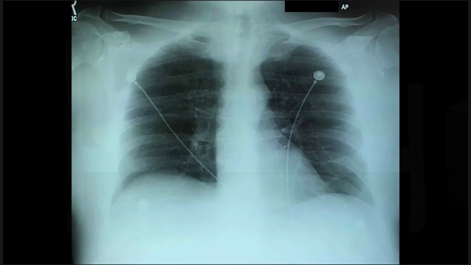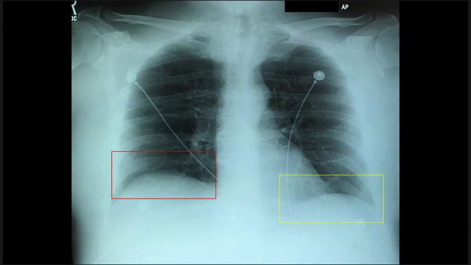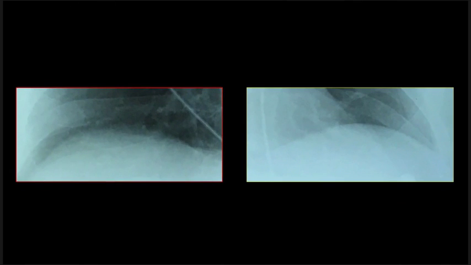And that results in a blurring of the diaphragm. Remember, this is sort of a review of the silhouette sign now, we've got an interface, two different densities, air and soft tissue, so it should be a sharp demarcation, perfectly sharp, like you can draw it with a pencil. And then here in the red box on the right, we're seeing it look blurry.